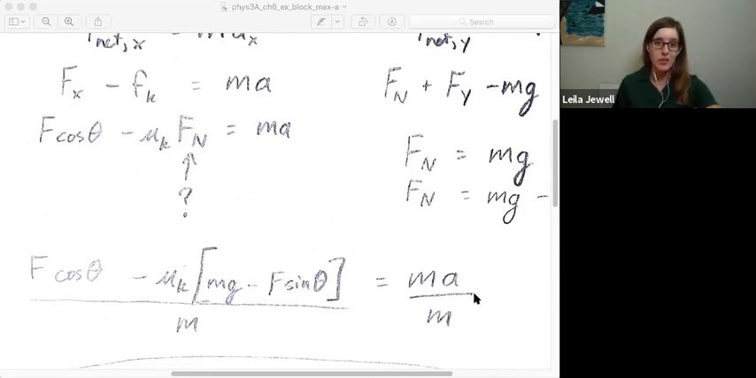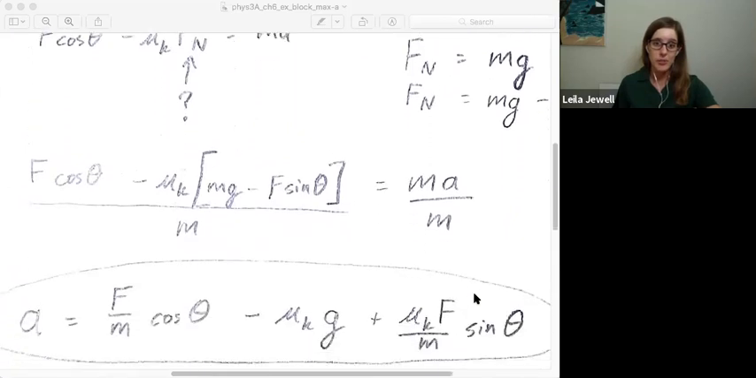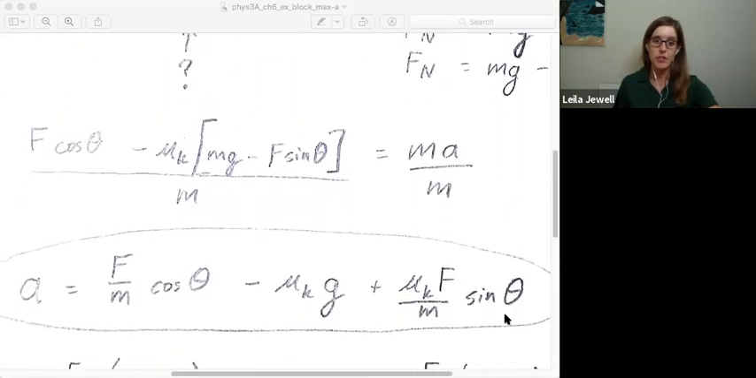We want to get acceleration on its own, so we can divide both sides by the mass. And so we get this expression for the acceleration: the acceleration is the applied force divided by the mass times cosine of theta, minus mu k times g. Notice the mass is canceled in this term. That's nice. Plus mu k times the force divided by m times sine of theta. That's a lengthy expression, but it's not terrible.